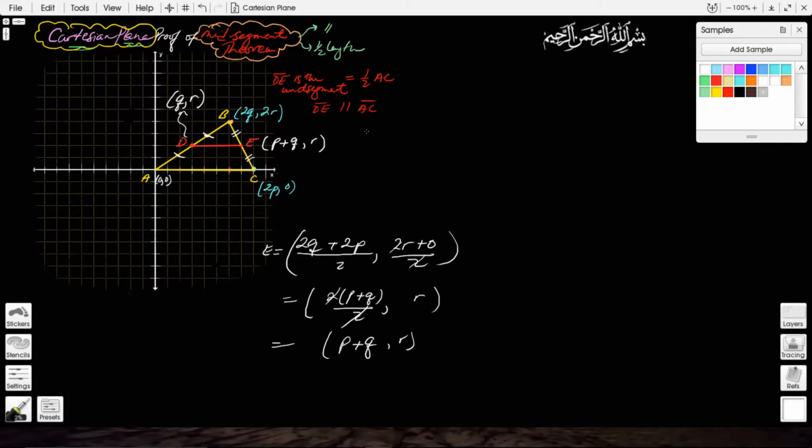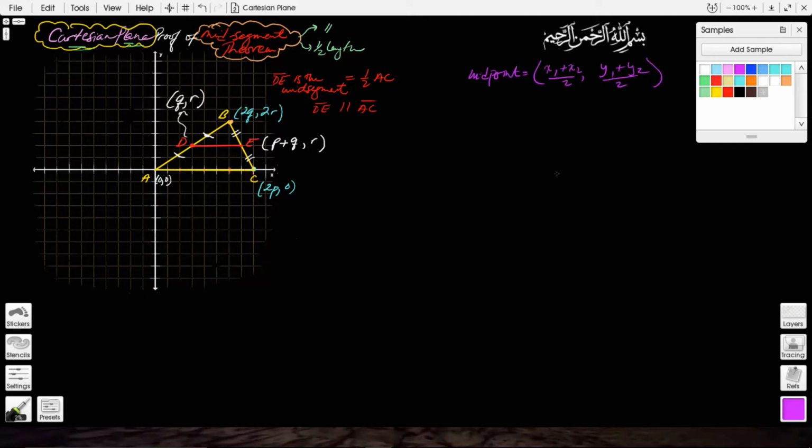Now, the way I got E and D was just I calculated the midpoints. The midpoint is the average of the x's and the average of the y's. So I got that. Now that we know all these points, we can calculate the lengths of these segments.